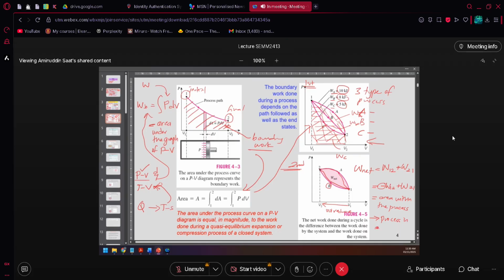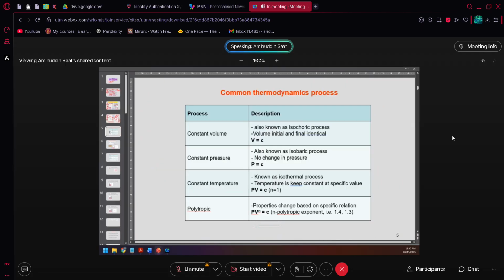in a cycle. If the process occurs in a cycle, then you have to find the net, the total between the work W12 and W21. So that is a condition that you might use if you have more than one process. Now we need to understand what kind of process, what type of process.